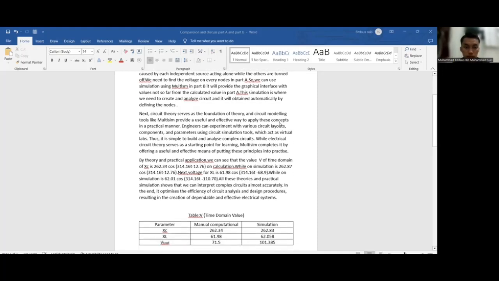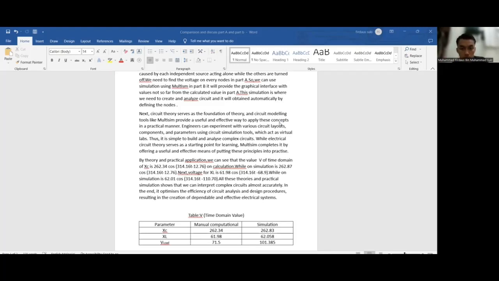By theory and practical application, we can see that the time domain voltage of XC is 262.34 cos(314.16t minus 12.76) by calculation, while the simulation gives 262.87. So it's not far different between calculation and simulation. Next, the voltage for XL is 61.89, while on simulation it is 62.01. Also not far between calculation and simulation.